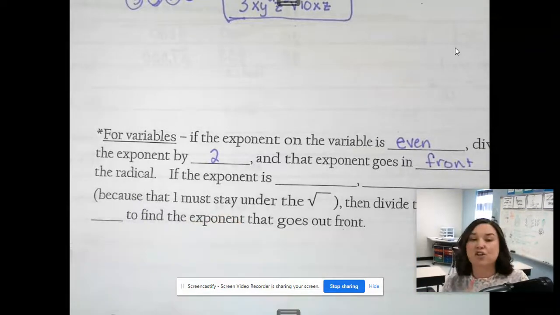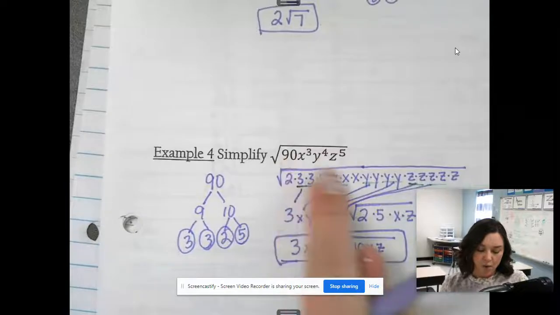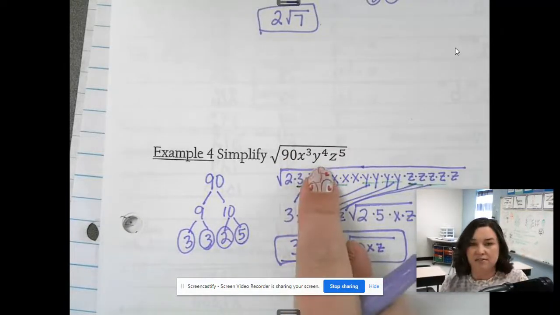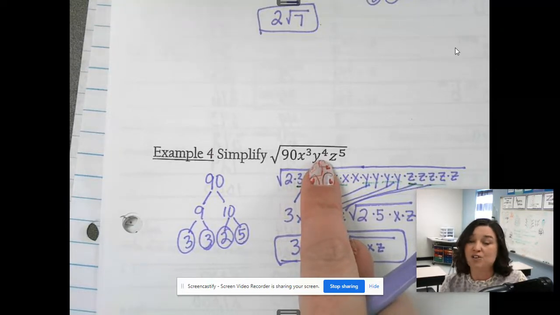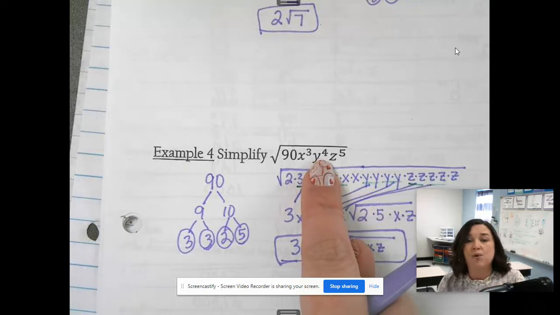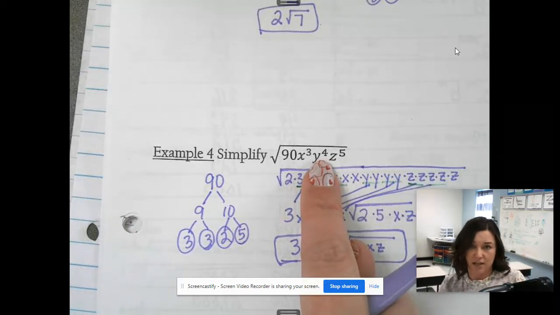So I'm going to take that first sentence and explain what that means. So let's look up here at the top. Were any of these even? Yes, y to the 4th power is even. So what this is saying is if there's an even exponent, you can divide that by 2. What is 4 divided by 2? 2. And whatever you get, you put that as the power on that term in front of the square root.